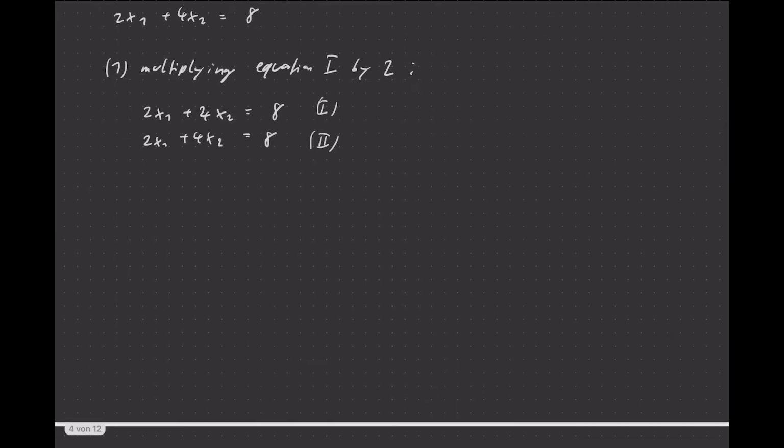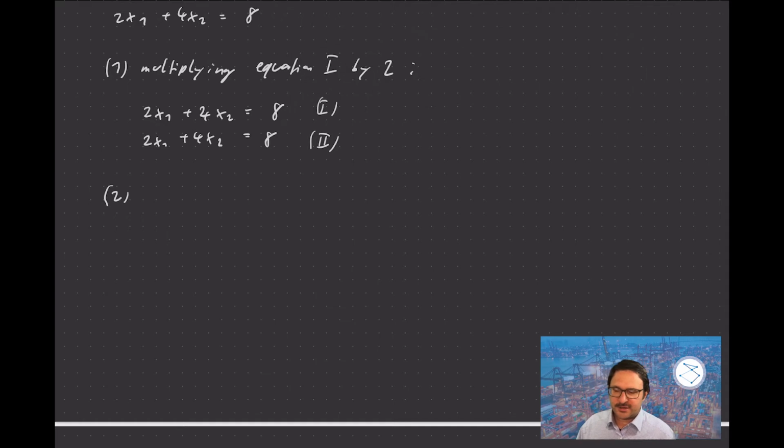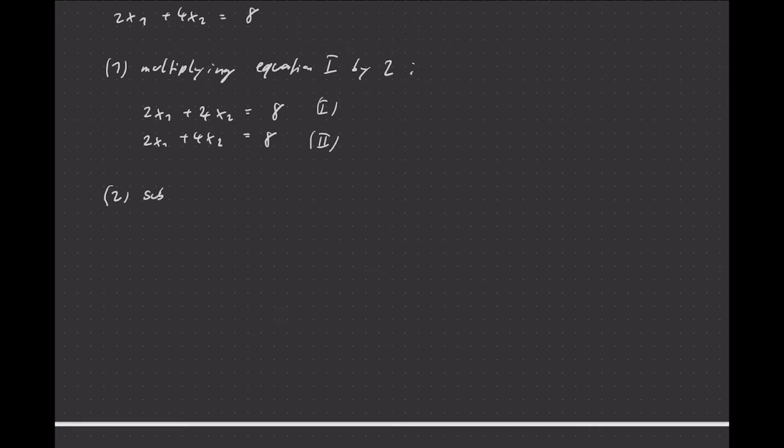And of course, if we have several equations in a system, then we can also add or subtract those equations from each other. Right? So if we have a solution for that system, then of course any sum of two equations needs to be satisfied by that solution, and vice versa. So what we can do is subtract the first equation, the new first equation, from the second one. So subtract 1 from 2.